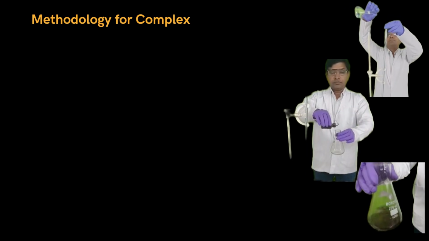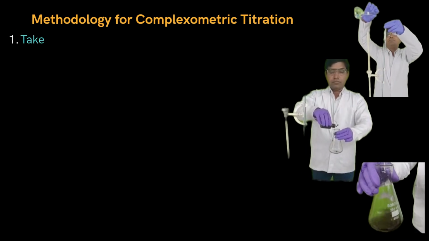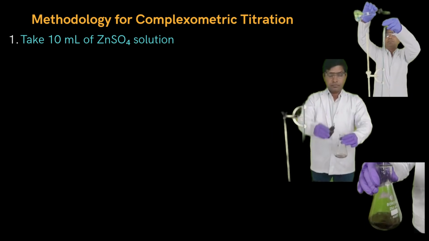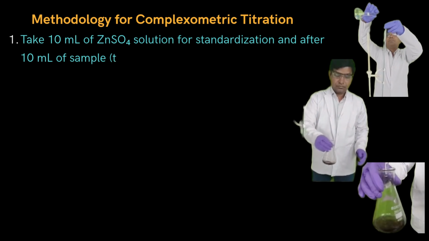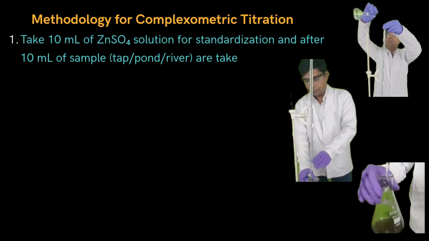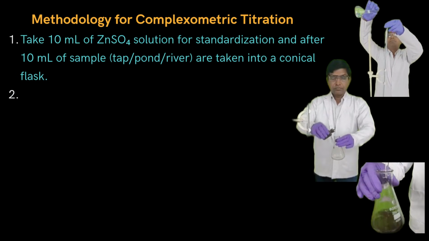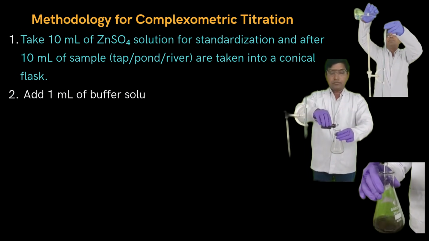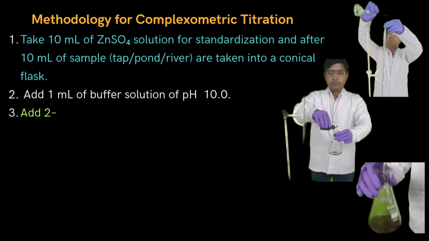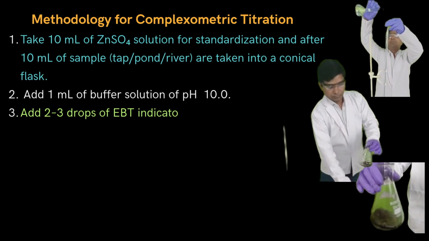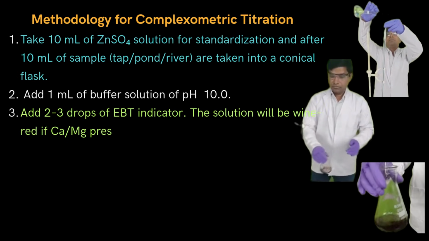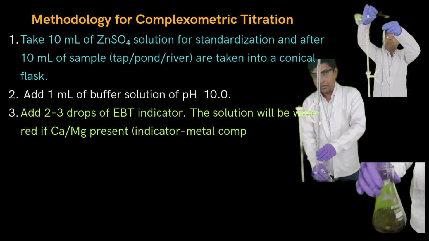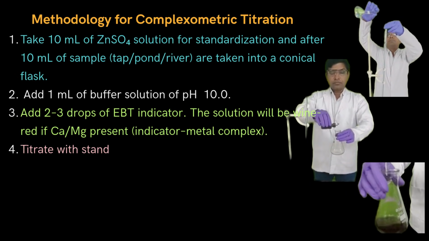Here, we will see the methodology for complexometric titration. First, take 10 ml of ZnSO4 solution for standardization, and further 10 ml of sample, tap, pond, or river water, into a conical flask for hardness determination. Second, add 1 ml of pH 10 buffer solution. Third, add 2 to 3 drops of EBT indicator. The solution will be wine red if calcium or magnesium is present, forming the indicator metal complex.